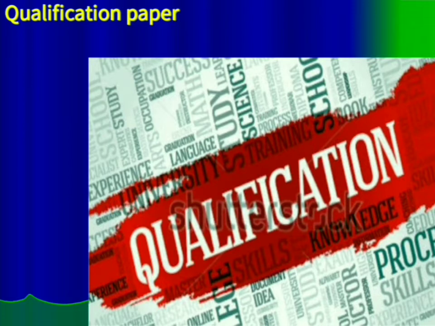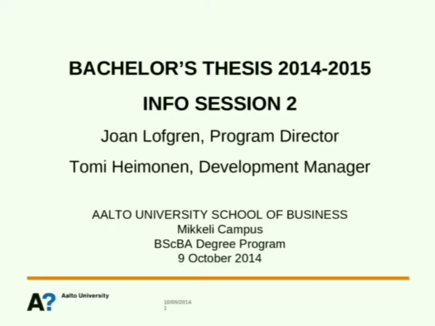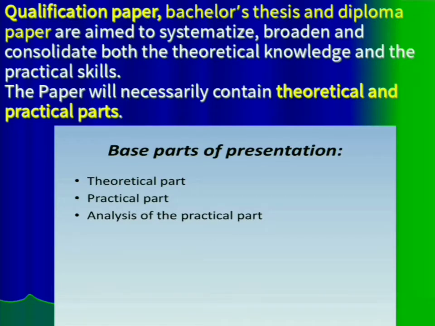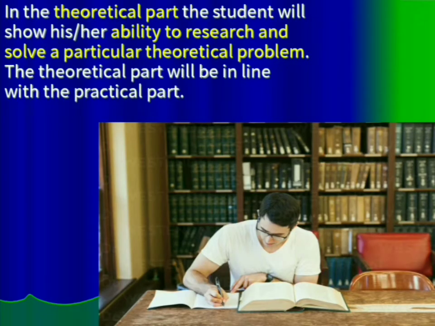When we speak about a qualification paper, or a bachelor's paper, we are going to say the following. Look at the screen. You can see a sample of a bachelor's thesis that was written in 2014 and 2015. So let's talk about the bachelor's thesis. What is it? It is aimed to systematize, broaden, and consolidate both theoretical knowledge and practical skills. This paper consists of a theoretical and a practical part. In the theoretical part, the student will show his or her ability to research and solve a particular theoretical problem. It will be in line with the practical part.